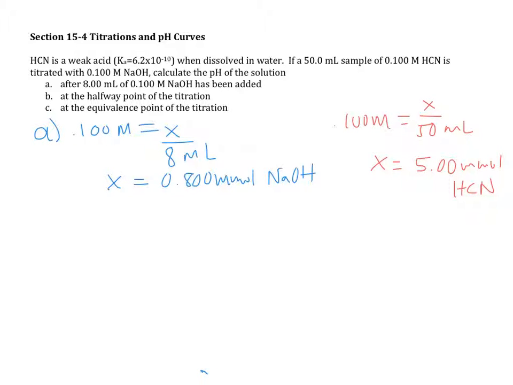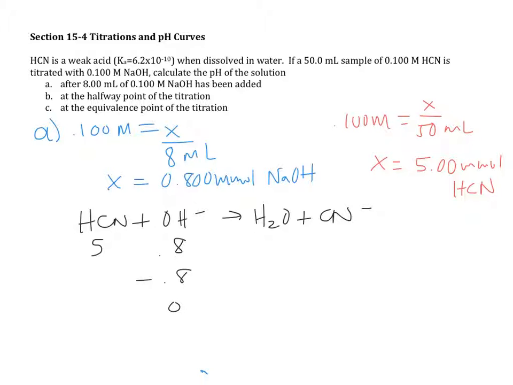In A, we are going to add 8 milliliters of the sodium hydroxide solution to the hydrocyanic acid. And so let's figure out how many millimoles we have of each. Then let's think about how they neutralize. So 5 millimoles of hydrocyanic acid and 0.8 millimoles of hydroxide. All of the hydroxide will react until nothing is left. And we will have 4.2 millimoles left for our hydrocyanic acid.